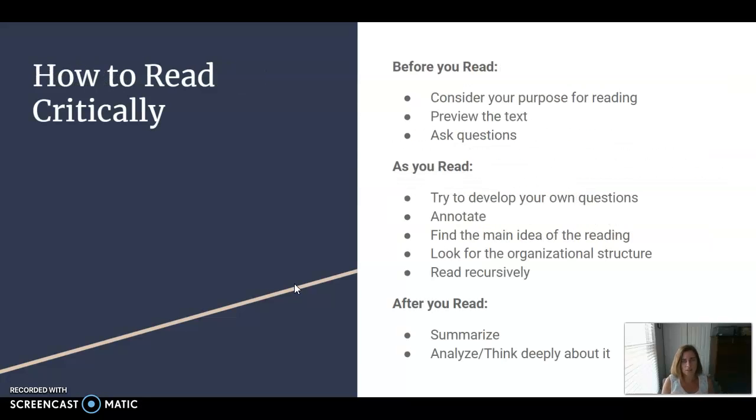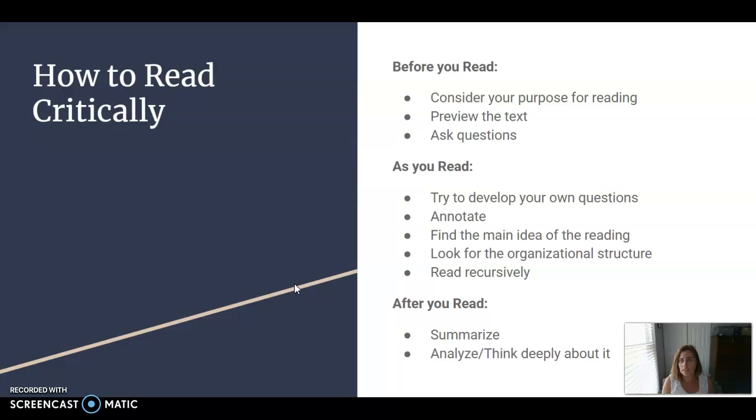So how do we do it? You may have never thought about reading as a process, but it is indeed a process. It basically has three different parts: before you read, as you read, and after you read.